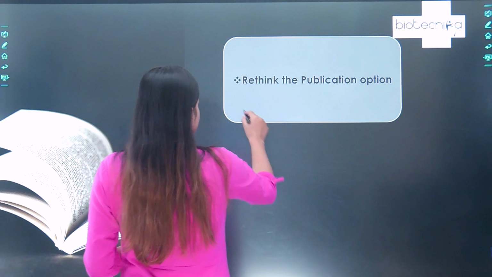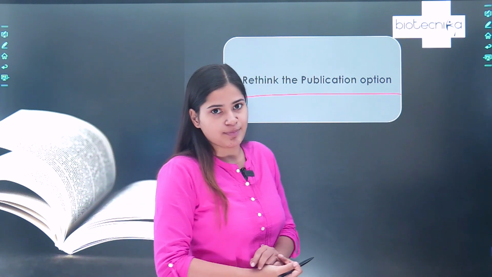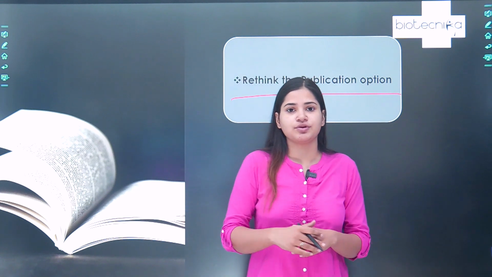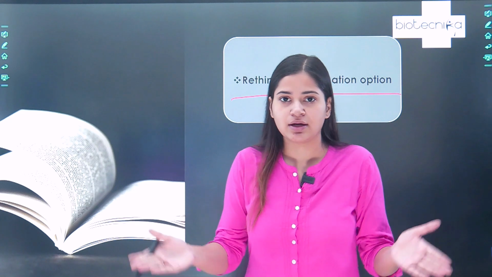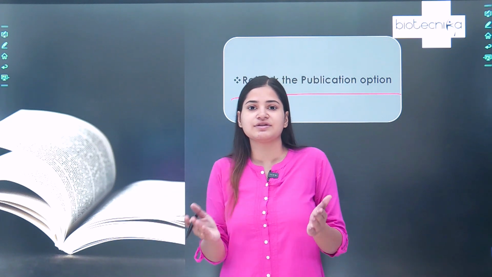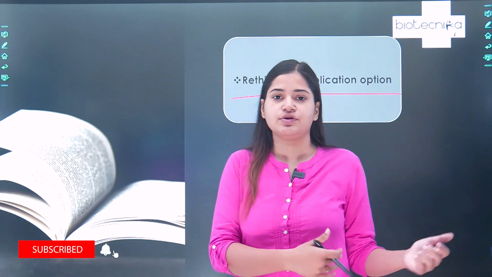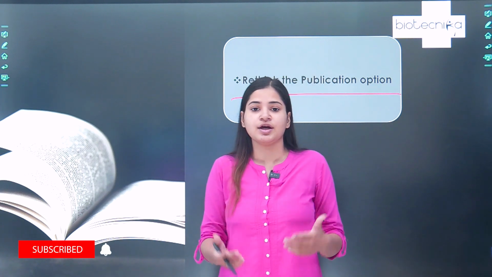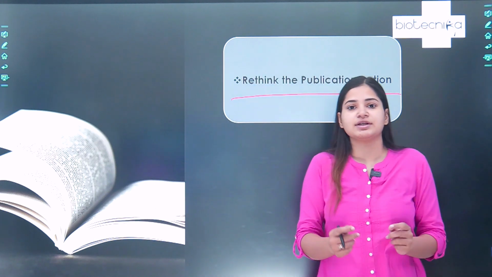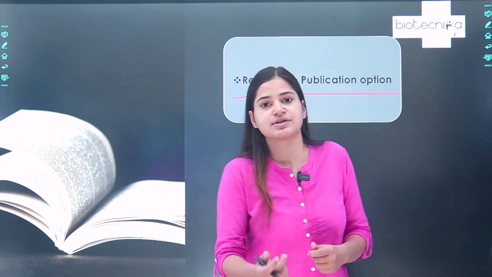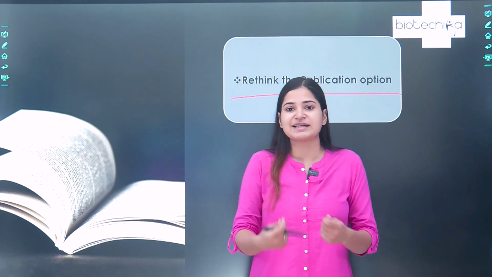The next one is rethink the publication option. Sometimes what happens is that when you don't publish in an open journal, like your institution won't have open access, or your access to that journal is very limited, in that situation also the chances of your research paper being rejected are high. So you should always go for an open access research journal, so that you can have better access to that research journal. In that situation, the chance of your paper being accepted would be high.